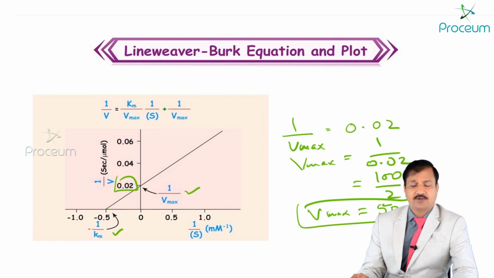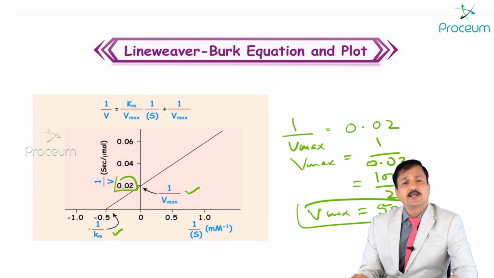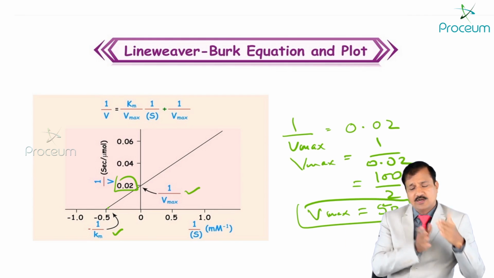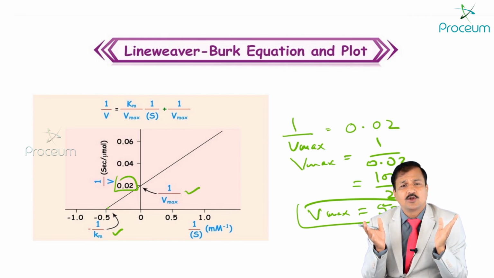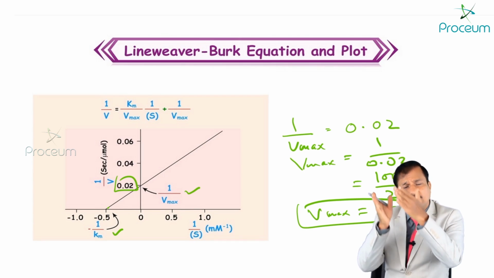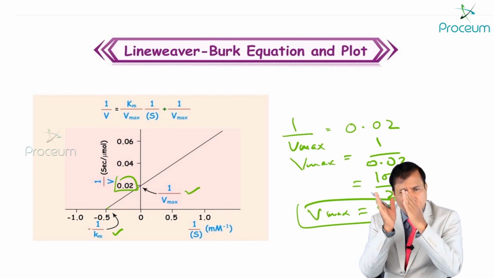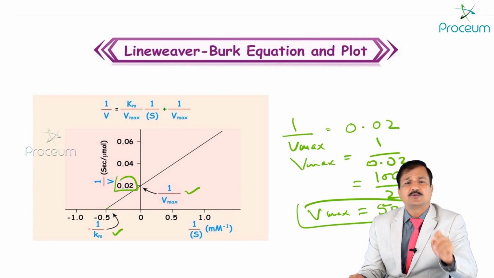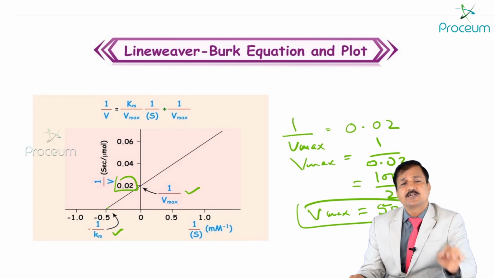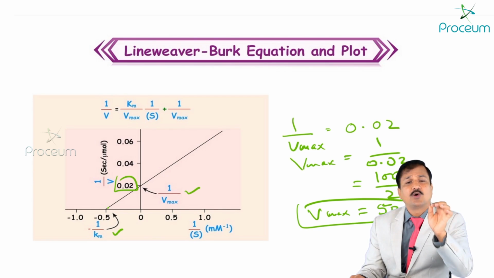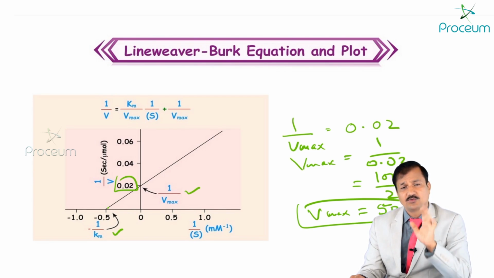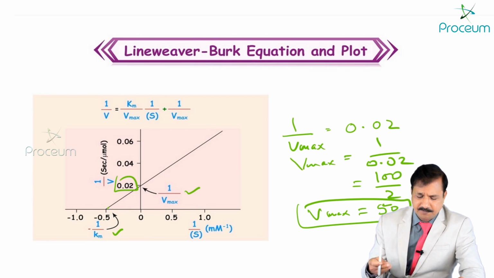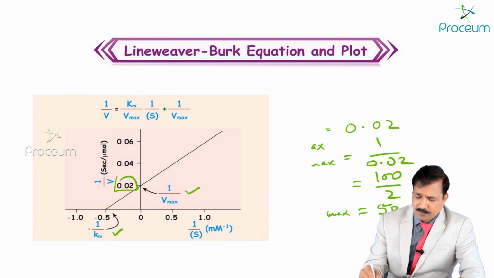So we have found out 50 is the maximum velocity using only 2-3 dots and a drawn straight line. Basically, at low substrate concentration itself, we can get that Lineweaver-Burk plot and then find out Vmax. Only thing is we need to be careful that the point that meets on the y-axis is 1 over Vmax, not Vmax. We have to find out Vmax using that 1 over Vmax. Now let's see how to find out Km using the Lineweaver-Burk plot.